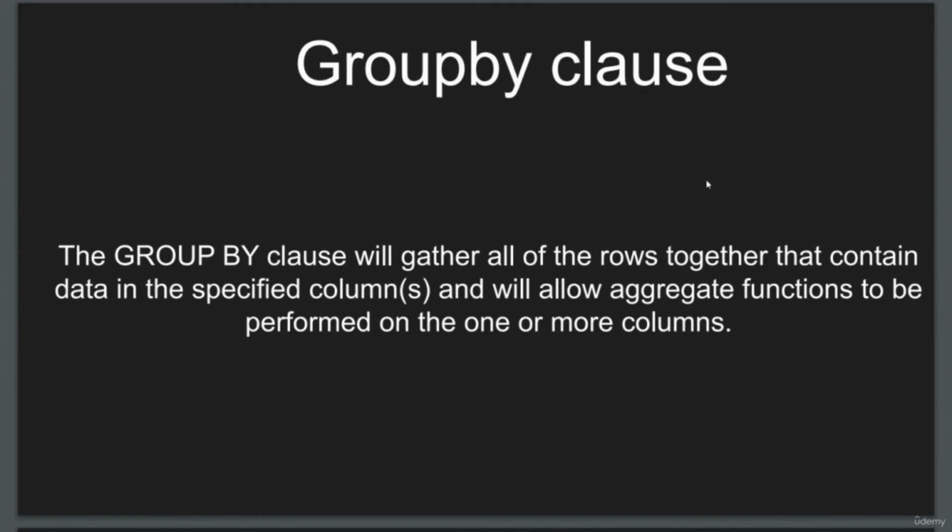According to the definition, the group by clause will gather all of the rows together that contain data in specified columns and will allow aggregate functions to be performed on one or more columns. So let me give an example. Suppose there is a country column and there is a persons column, and we want to know the total persons in each country. For that we generally use the group by clause.